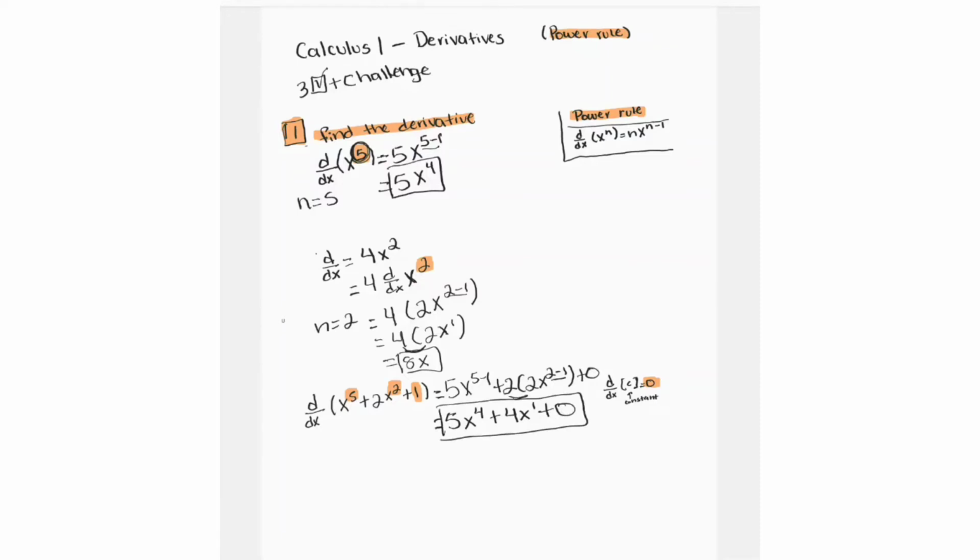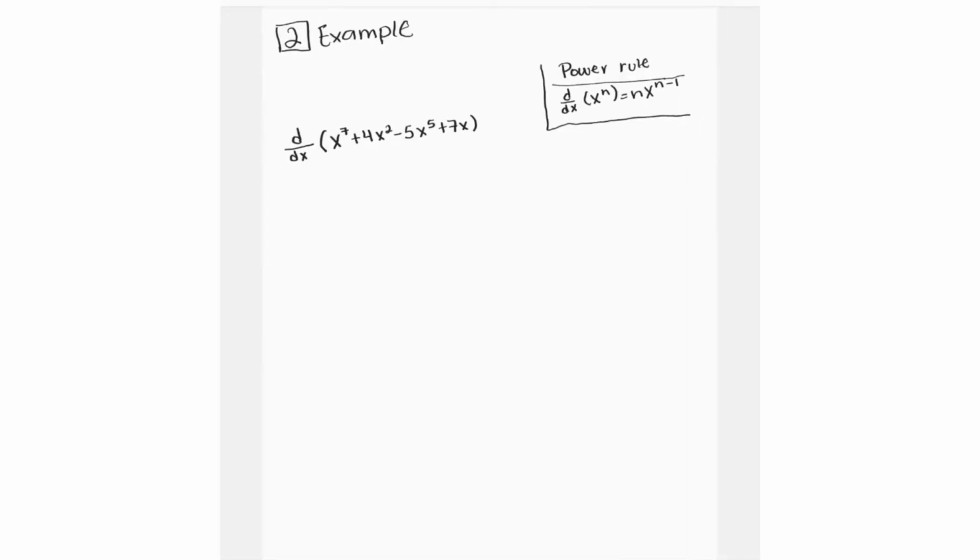Now let's go to box number 2. For this one, we're going to have an example, which is to find the derivative of x to the power of 7 plus 4 times x raised to the power of 2 minus 5 times x raised to 5 plus 7x. So let's start. By using the power rule, we know that the value of n is going to be 7. So it's going to be 7x raised to 7 minus 1.